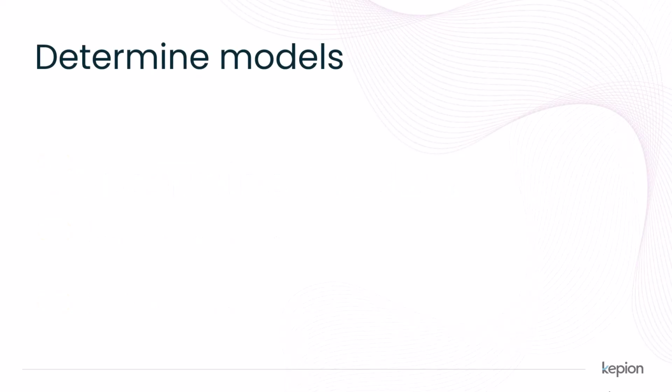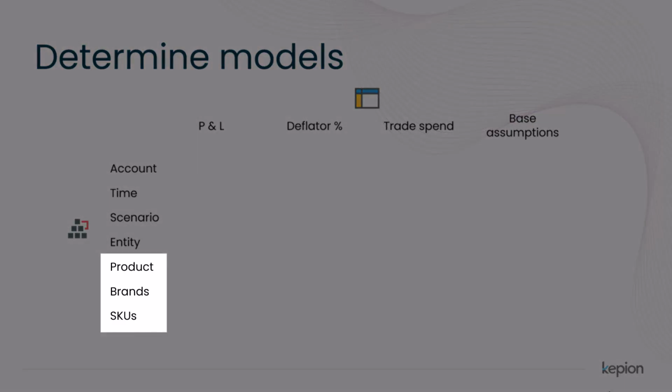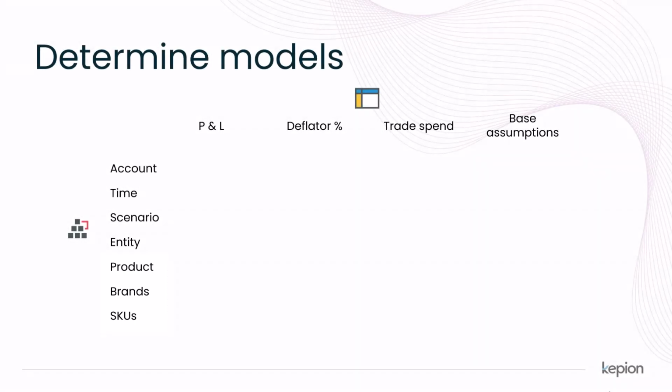The key to distinct models is the member lists that define them. A simple way to determine how many models we'll need is to create a table with the dimension member lists on the rows and forms on the columns. Here we'll separate out product, brands, and SKUs, as each model can only use one member list from a dimension.